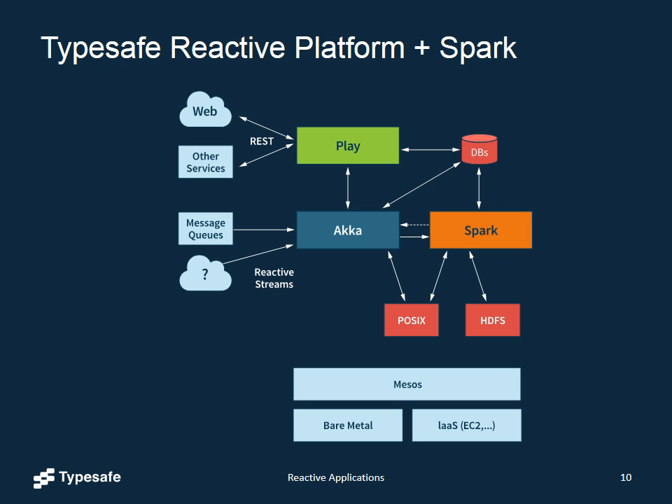So how does this interact with, say, the Typesafe Reactive Platform? Suppose that you're not a traditional Hadoop shop, but instead that you're building reactive applications that maybe have a Play front end for serving web requests or other web services. Maybe you're using Akka in your middleware tier to handle scalable eventing and so forth. Maybe it's getting events from message queues or other sources using the new reactive streams model. Maybe all of these things are interacting with databases as needed.